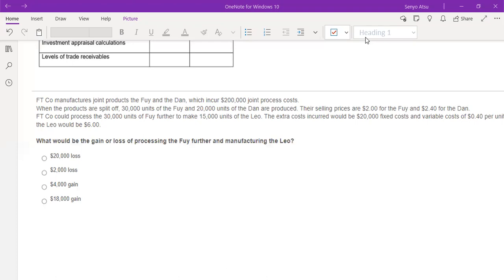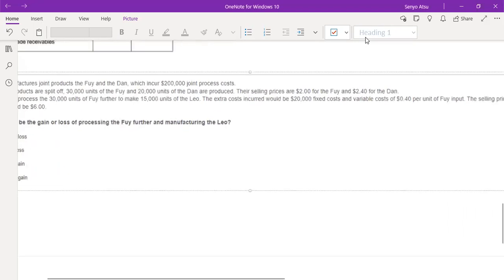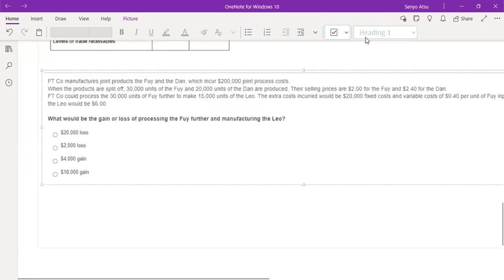So when the products are split off, 30,000 units of the F and 20,000 units of the D are produced. Their selling prices are 2 for the F and 2.4 for the D. The company will process the 30,000 units of F further to make 15,000 units of another product, the LEO. The extra cost incurred will be $20,000 fixed cost and variable cost of 0.4 per unit of the LEO, per unit of F input. The selling price of the LEO will be 6.